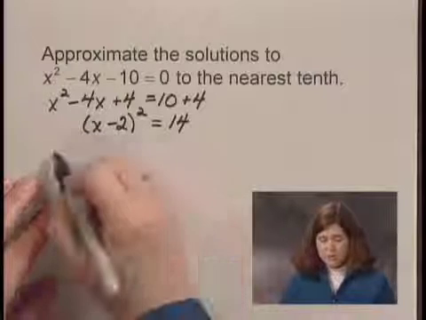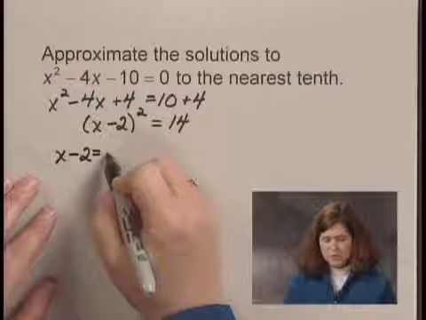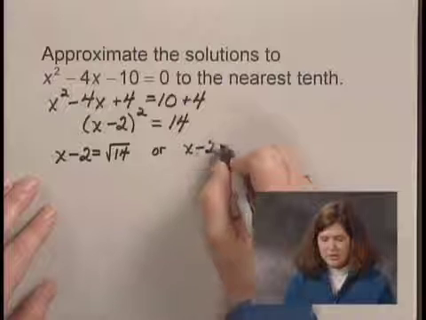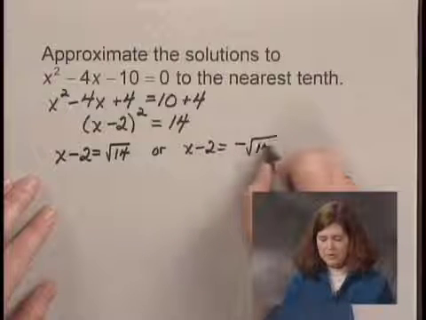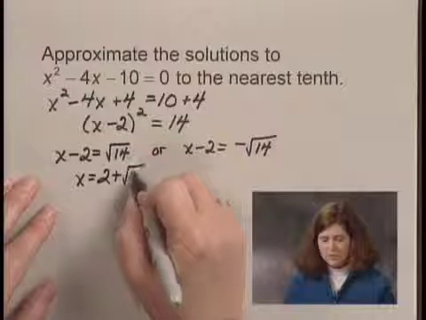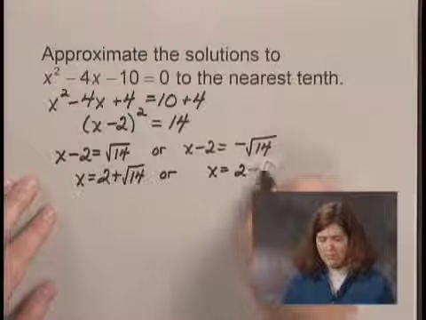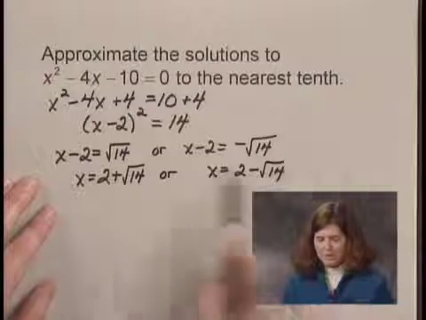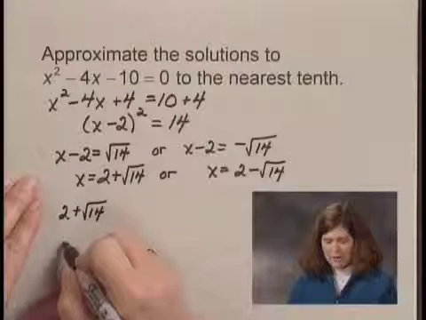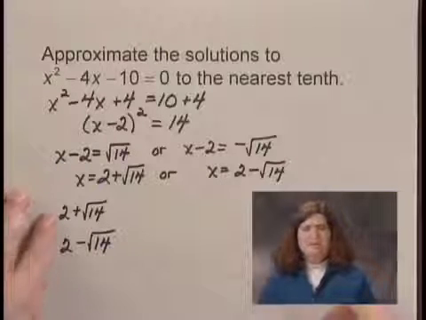Then our solutions are, using the principle of square roots, we know that x minus 2 equals the square root of 14, or x minus 2 equals the opposite of the square root of 14. So x equals 2 plus the square root of 14, or x equals 2 minus the square root of 14. The two solutions then would be 2 plus the square root of 14 and 2 minus the square root of 14. Those are exact solutions.